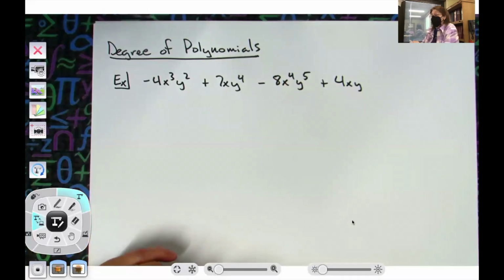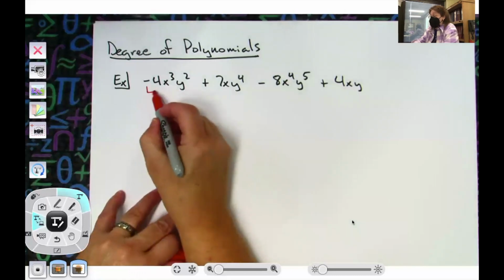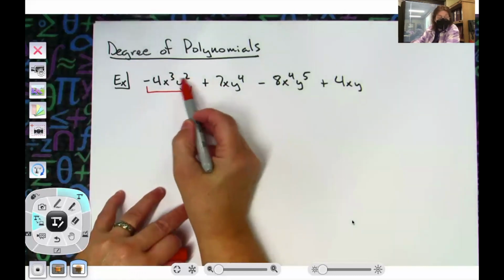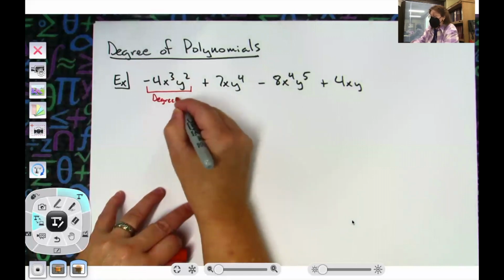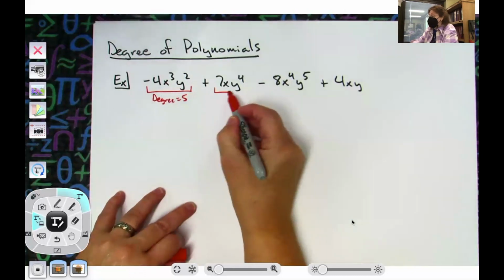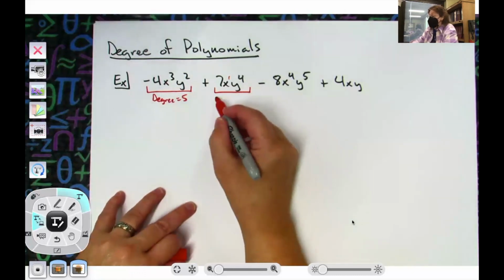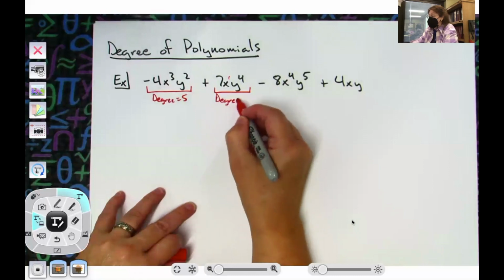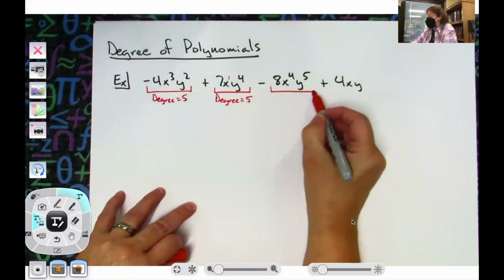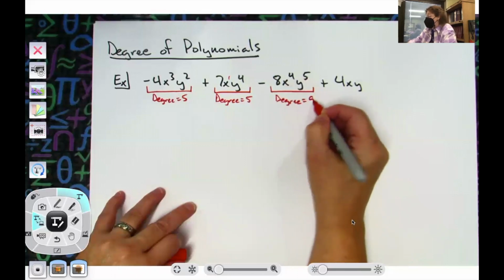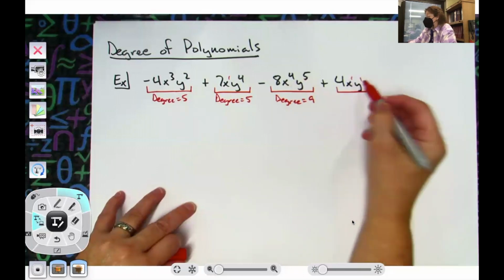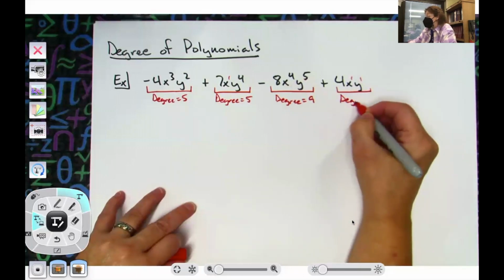All right, but what we're going to do is we're going to take a look at each individual term and determine the degree. Okay, so I'm going to look at this term and I'm going to add those exponents up. When I add those exponents up, I get a degree of 5 right there because 3 plus 2 is 5. When I do this term, again, there's an imaginary 1, so my degree of this individual term is 5. If I look here, I add up those exponents, I get a degree of 9. All right, and on this one, putting in those imaginary ones, I get a degree of 2.